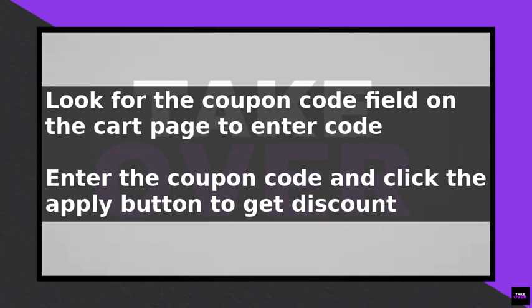If you have a coupon code, enter it in the designated field and click the Apply button. The discount will be deducted from your total order cost, and you will see the updated price. Make sure to review the terms and conditions of the coupon, as some may have specific requirements or restrictions.